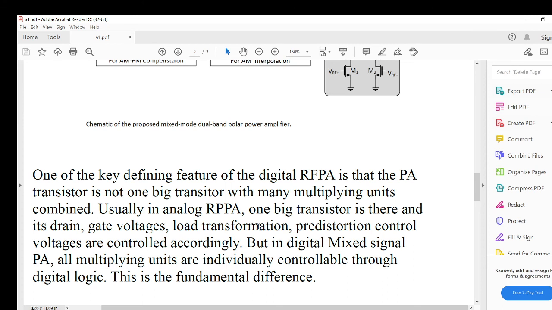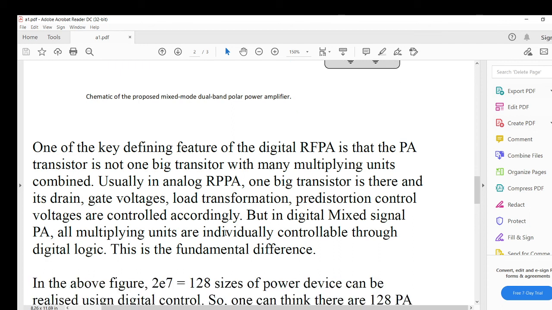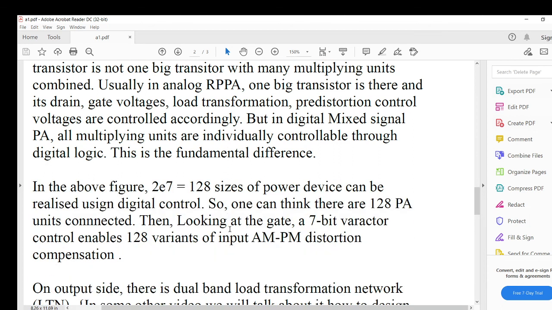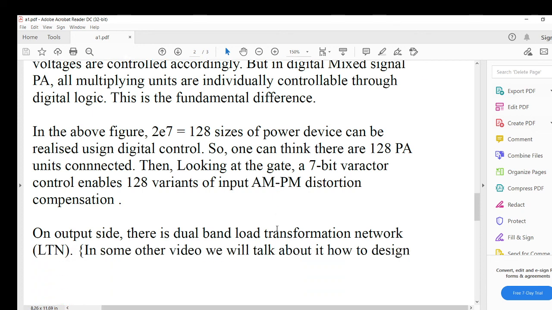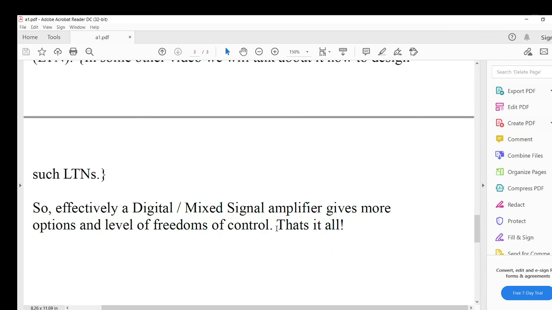So here, as I mentioned before, we divide a big transistor into a large number of small transistors, and then we can control the gate voltages and the drain voltages, and we can get different performances out of it. So that's the basic concept here. There's nothing more special. Of course, when we implement it, it's quite a complicated structure. In the above figure, we have 128 sizes of power device, as was shown here, and we have a vector control. Effectively it gives us more options and levels of freedom.